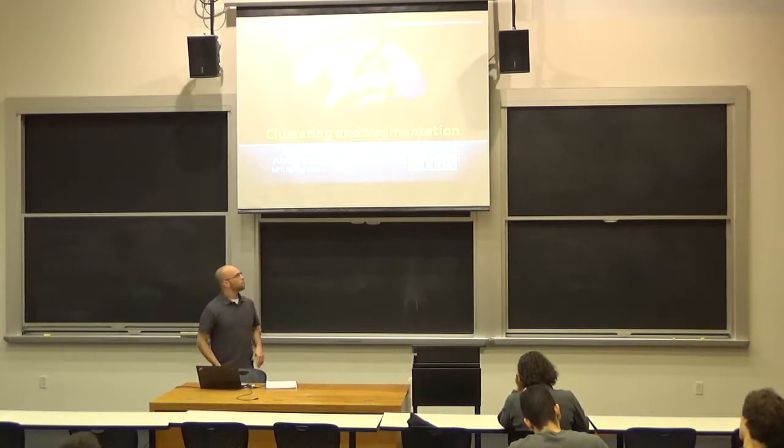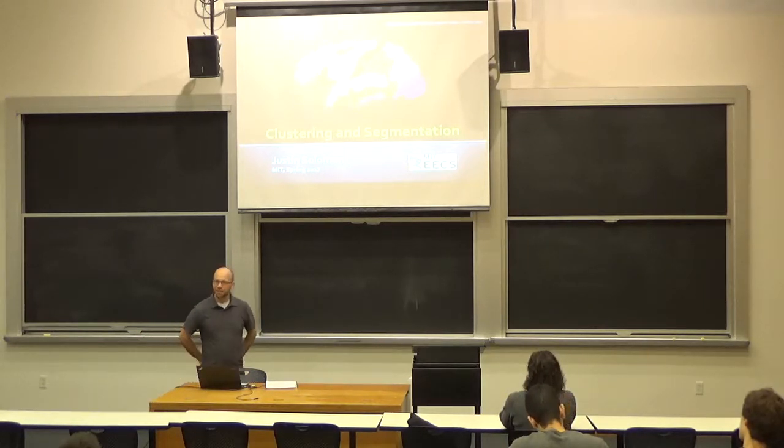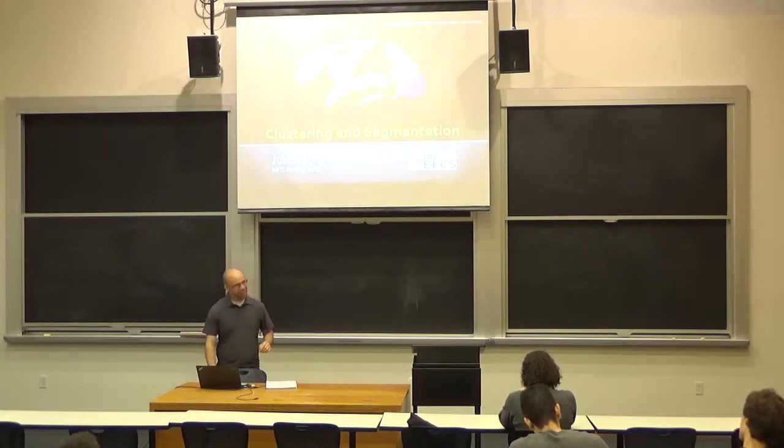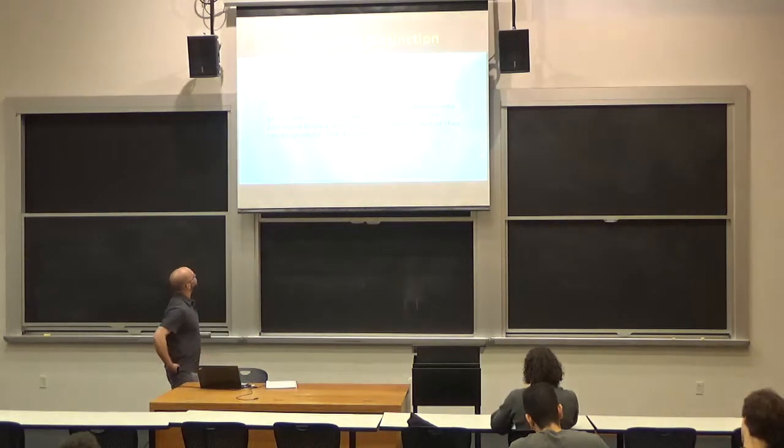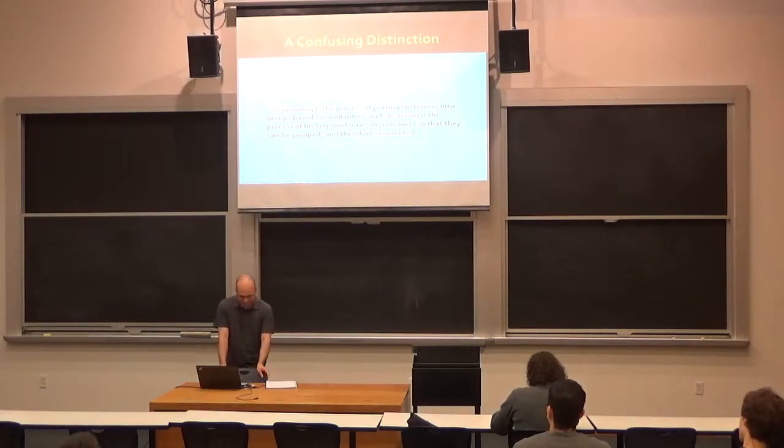Typically when you see lectures on this kind of material, for some reason they always call it clustering and segmentation. Something that was always unclear in my head is, what exactly is the difference between these two terms? If you Google for it, it appears to be a funny carryover from the business world. The clearest definition I could find is the one on the screen here, and it still makes no sense at all. It says segmenting is the process of putting customers into groups based on similarities, and clustering is the process of finding similarities in customers so that they can be grouped. I haven't the slightest idea what that means.